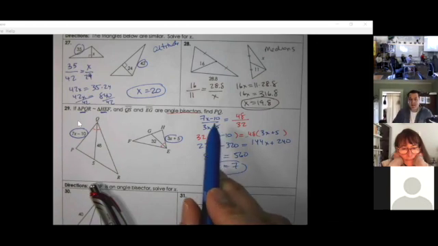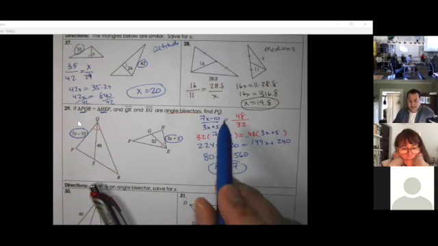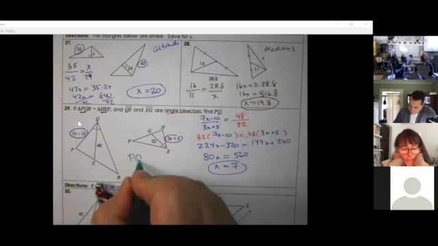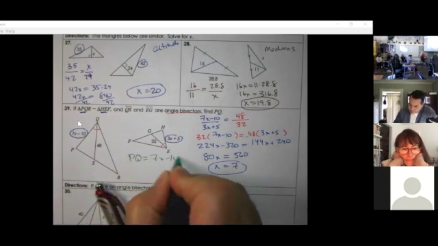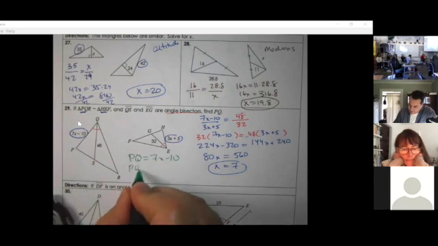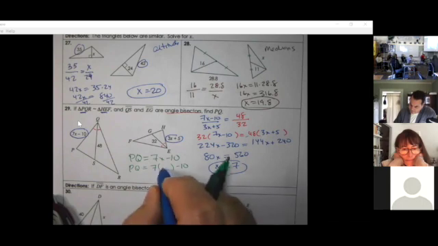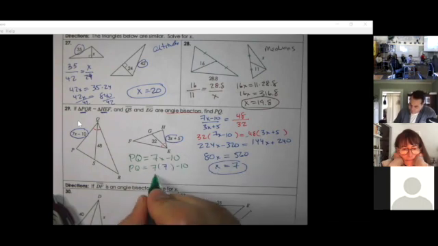This time it doesn't stop there. It doesn't say just find x. It says find the value of PQ. Well, PQ is 7x minus 10. So that means that PQ is now 7 times the value of x that we've already found, 7. So it's 49 minus 10, which is 39.